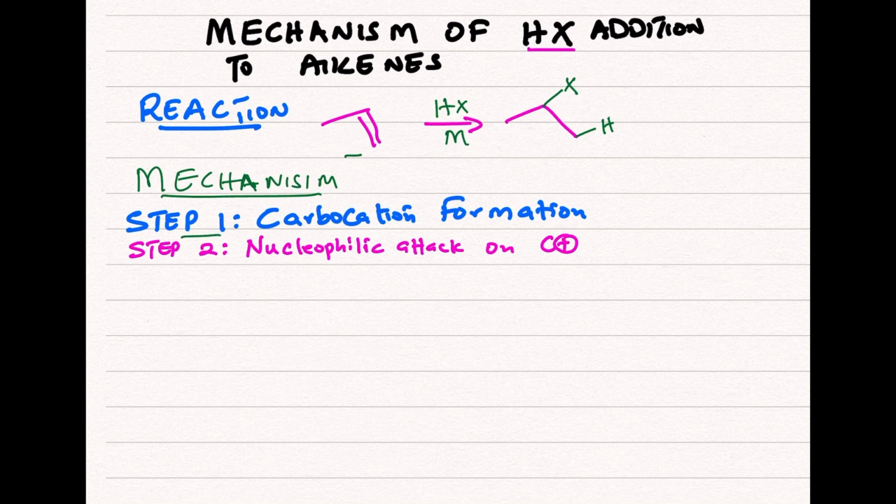So step number 1 results in the formation of a carbocation. Step number 2 involves a nucleophilic attack on the formed carbocation. So let's go ahead and write the mechanism for this reaction. So we start with the alkene and then react that with HX.